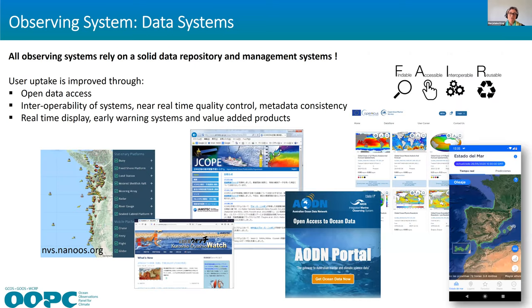The one thing that all these mature systems have in common is a very strong data management foundation. Essentially, the effectiveness of the observing system is reliant upon a very strong data repository and management system, where you have access to open data and reliable data uploads, and it's easy to access, download, and use to implement into your models. For this, you also need systems to be compatible with each other. You need good quality control and consistency in the metadata. And one of the ways in which these data systems are used is for real-time display, early warning systems, and on occasion, value-added products.